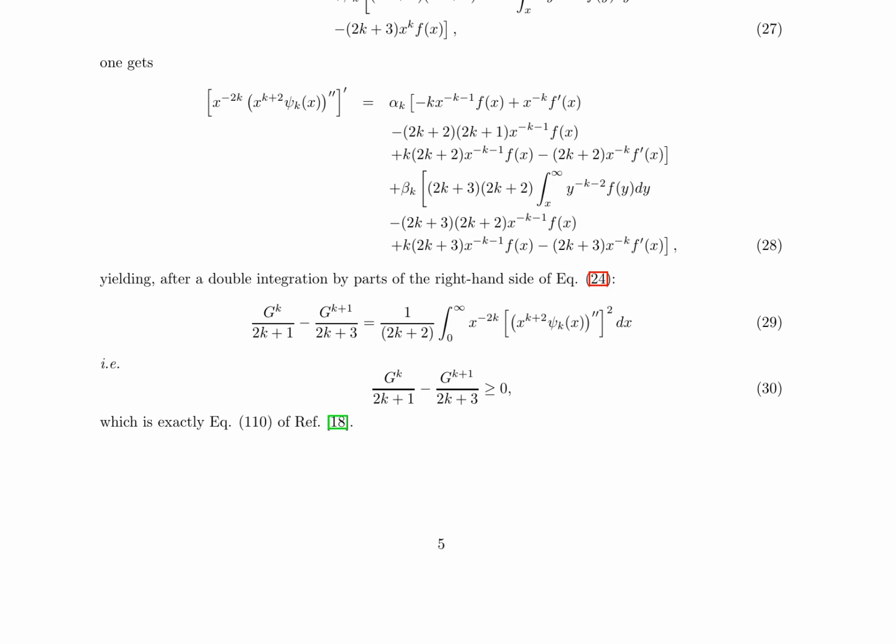This process leads to the inequality G^k(2k+1)G^{k+1}(k+3)/2 is greater than or equal to 0, which is identical to equation 110 in a referenced work. This result is significant because it provides a new perspective on the relationship between exchange-Slater integrals, shedding light on the underlying physics of quantum systems.